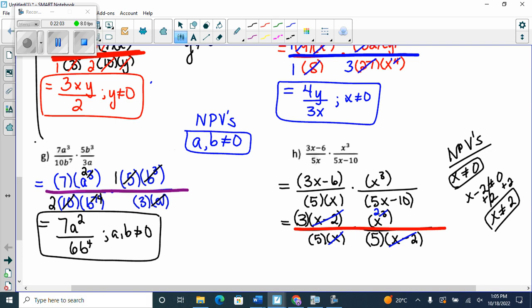Can I do anything? Can I cross these two 5's off? No, they're both in the denominator, so I can't cross them off. They have to just join together and make 25. So I'm going to get 3x squared over 5 times 5, which is 25. And then I say x can't equal 0 or 2.